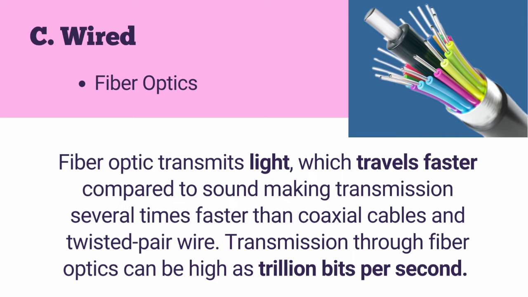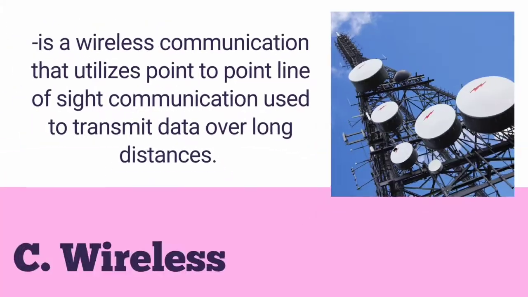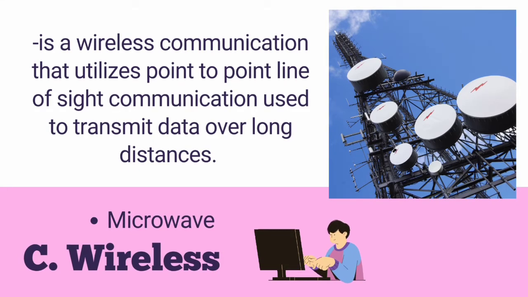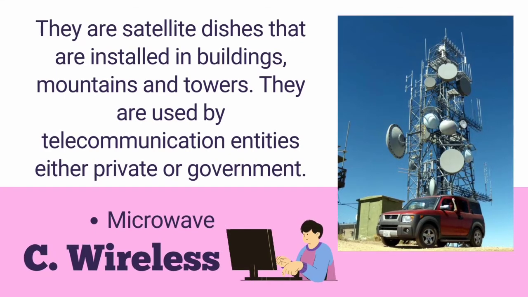And next, from our third classification of networks is the wireless. In wireless, we have four. First one, we have the microwave. It is a wireless communication that utilizes point-to-point line of sight communication used to transmit data over long distances. They are satellite dishes that are installed in buildings, mountains, and towers. They are used by telecommunication entities, either private or government. Look at the picture on your screen, that is the microwave wireless communication.